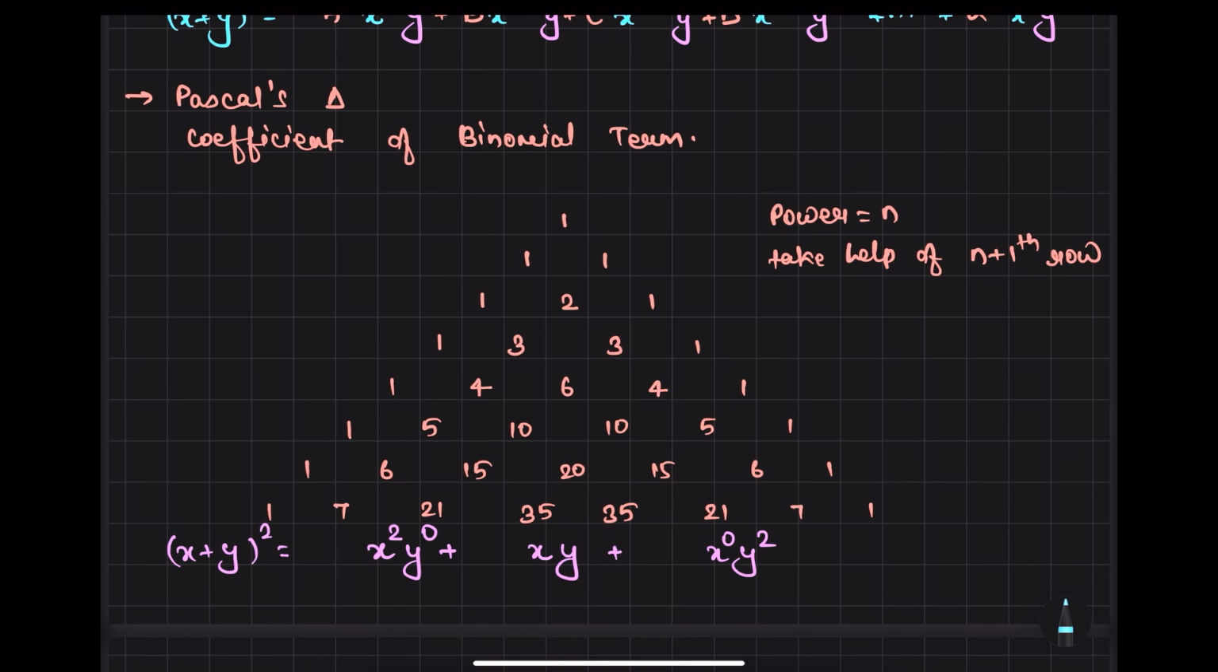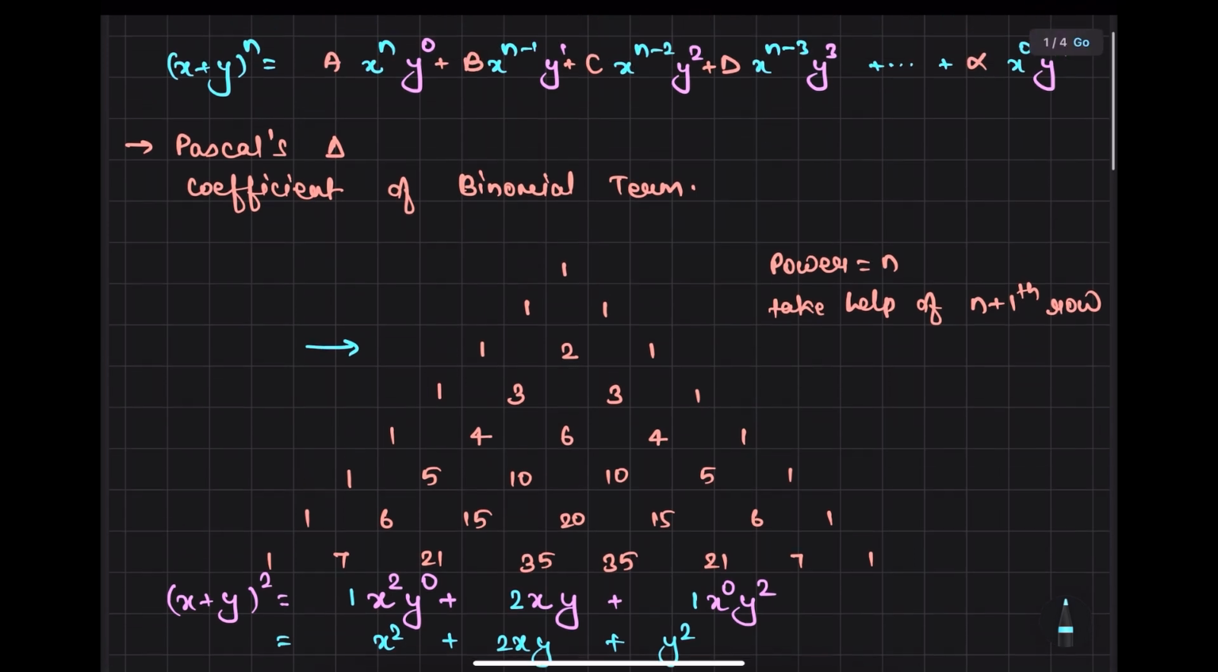So just try to observe the power. Here the power is 2, so you know that if the power is 2, we will take help of the 2 plus 1th row. So it is 1, 2, 1. So look at this, it will become x square plus 2xy plus y square. This was the thing which we have memorized, no?